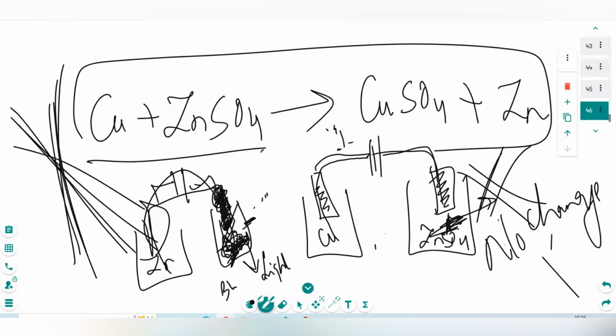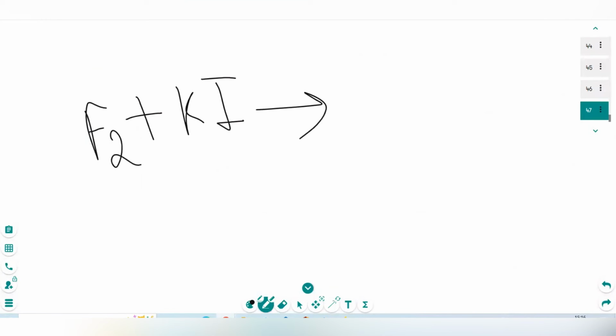Okay. Let's do one more example. Ready? Okay, so let us start. F2 plus KI will give you KF plus I2. Which is oxidation and which is reduction?